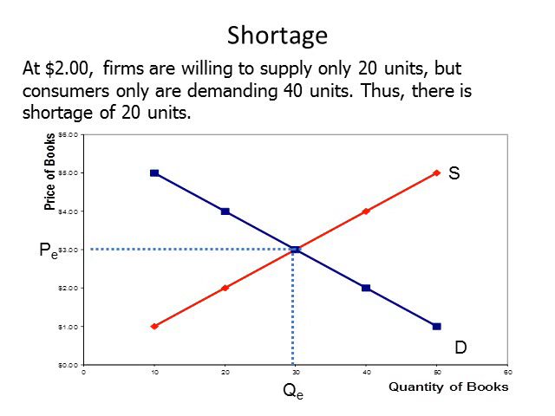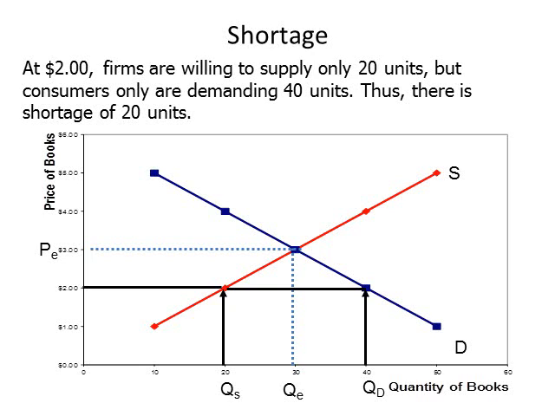Let's look at an example of a shortage using a graph. On the graph, the equilibrium price is $3 and the equilibrium quantity is 30 books. At $2, firms will supply 20 books. On the graph, this is designated as Q sub S. At $2, individuals will demand 40 books. On the graph, this is designated Q sub D.